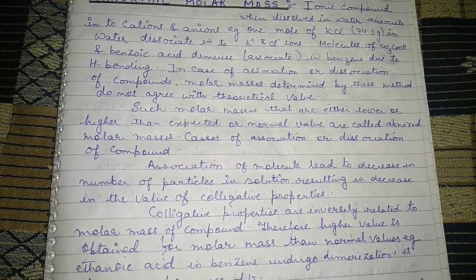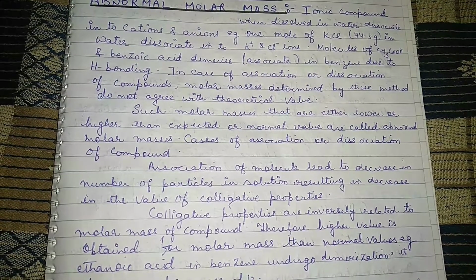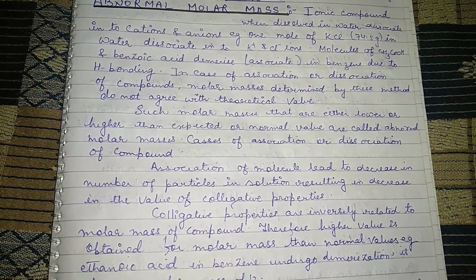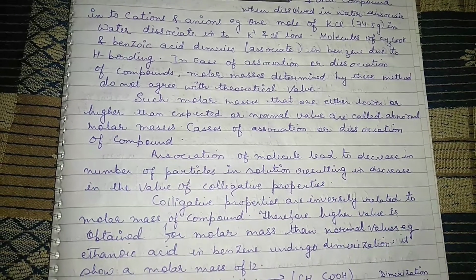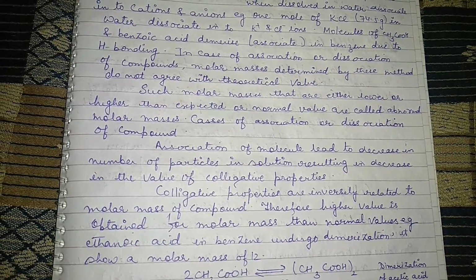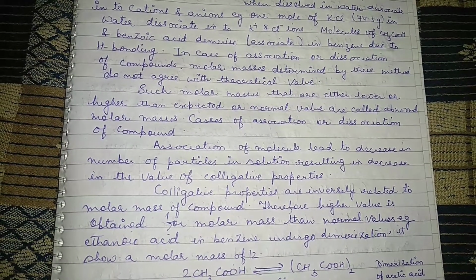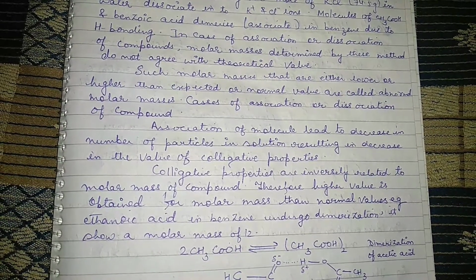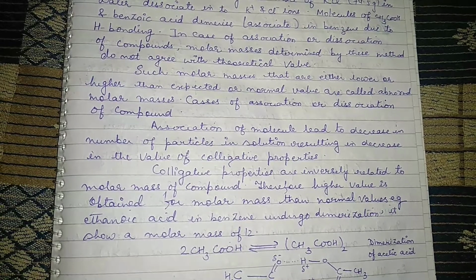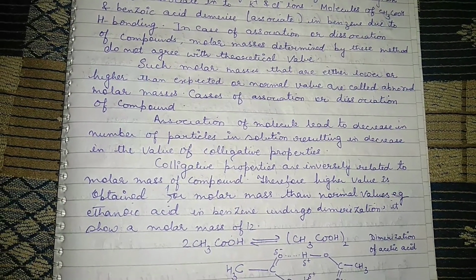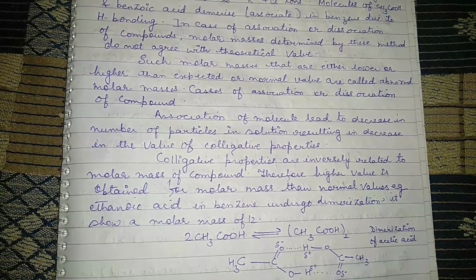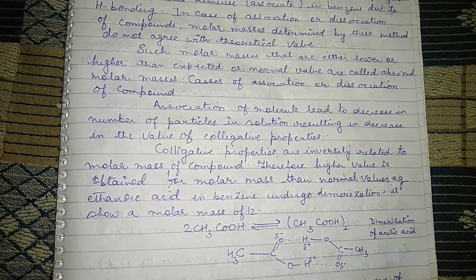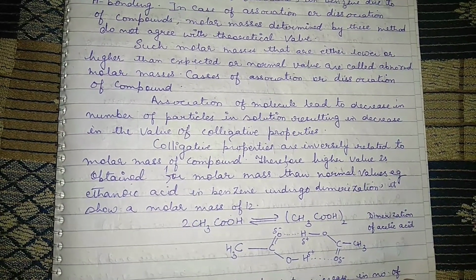Association of a molecule leads to a decrease in the number of particles in a solution, resulting in a decrease in the value of colligative properties. So what happened? Colligative properties are inversely related to the molar mass of the compound. Therefore, a higher value is obtained for the molar mass than the normal value. Example is ethanoic acid or acetic acid in benzene. It undergoes dimerization and shows a molar mass of 120.